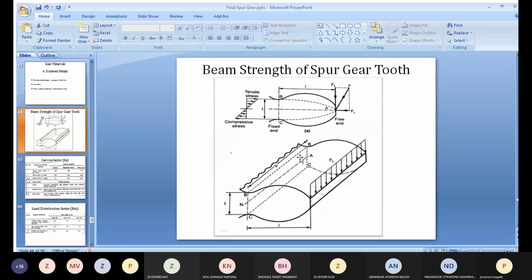Here we are going to consider the cross section, capital B, capital C. In this cross section we have to consider small t, the thickness, and so on. I'll tell you one by one. In figure A, they have shown the tangential force, tangent to the tooth, and the radial force toward the direction of the center, this is FR. The middle one, the combination of both, we call the resultant force. So this is about the diagram.